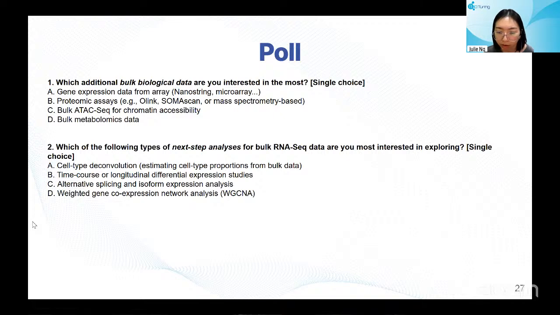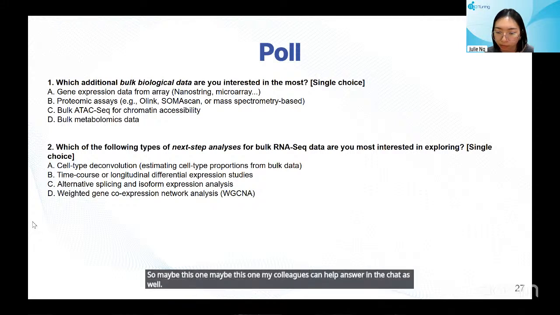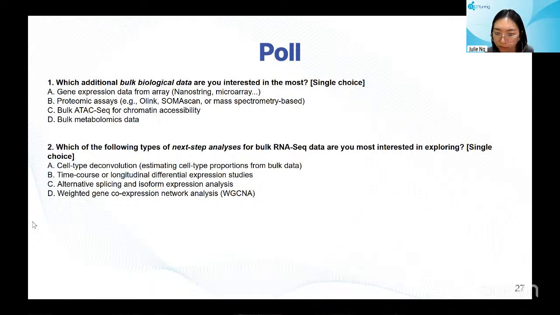Okay, so we had a clarifying comment, meaning in terms of data consistency. So maybe this one my colleagues can help answer in the chat as well. If not, we can also follow up with you via email.